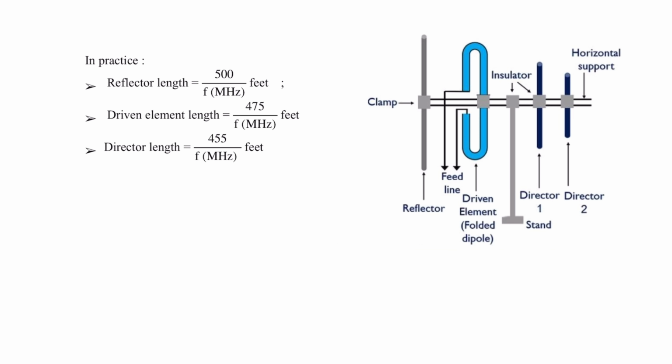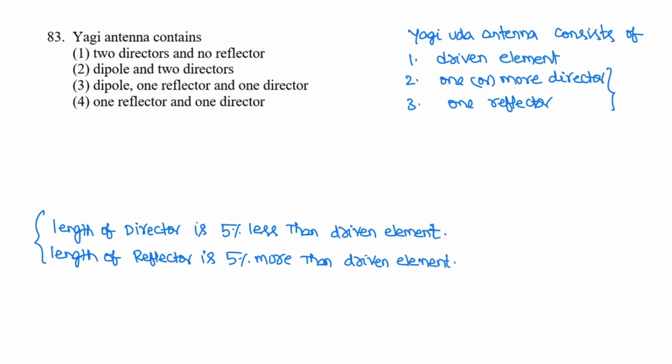Let us see the diagram of Yagi-Uda antenna. So this is a reflector whose length is higher when compared to all the directors, and these are director 1 and director 2. In practice, reflector length is 500 by f, with frequency in megahertz, in feet. This is the director length, driven element length, and reflector length. Next, as per the question, Yagi antenna consists of a dipole, reflector, and one director.